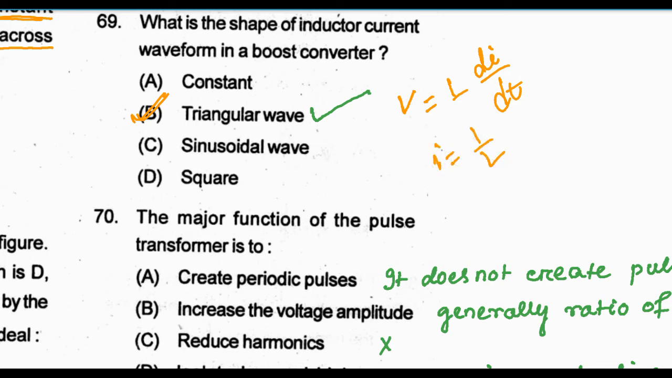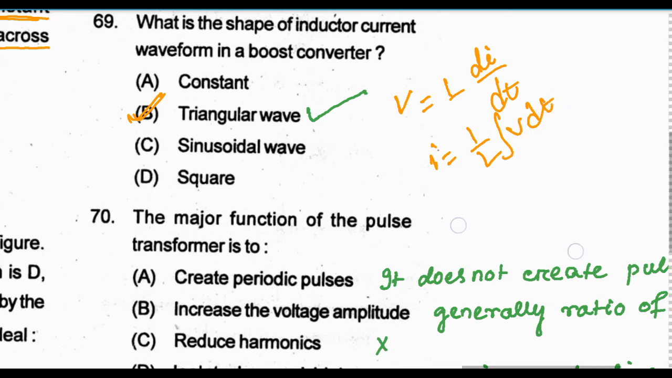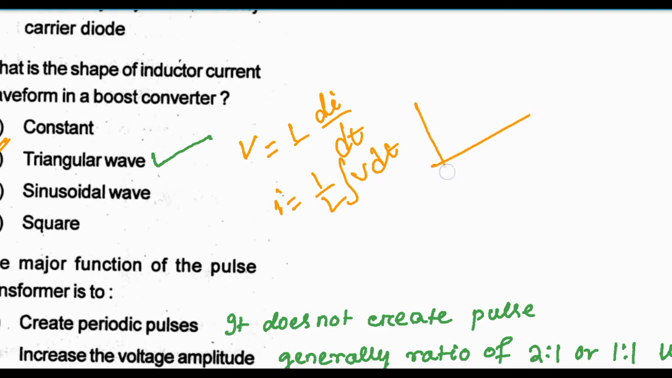I is equal to 1 by L integration of V dt, and V, due to the switching, is just like this one, square waves or rectangular waves. So what will be its integration? Voltage is like this. That means if we integrate this one, this will be like this. Suppose this one is 5 volt, this one will be 5t. That means ramp signal or the triangular.